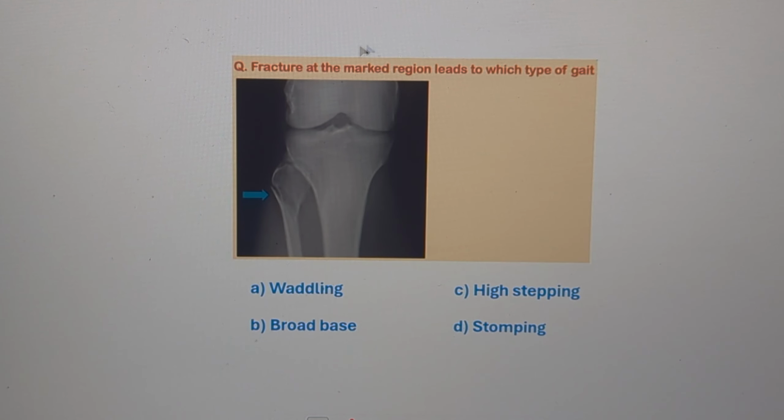We got a question. Fracture of the marked region leads to which type of gait? The marked region is below the right knee joint, which is supplied by the common peroneal nerve. Based on our discussion, damage to the deep peroneal nerve, which is a branch of the common peroneal nerve, leads to foot drop, resulting in a high stepping gait. Therefore, option C is the correct answer.